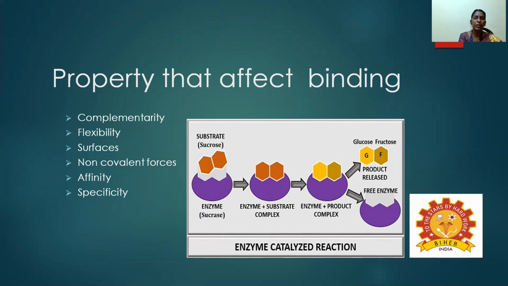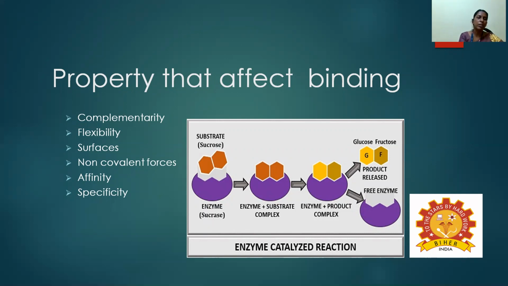Complementary means the binding, right? It has a holding capacity, and then it is called complementary. The shape binds the substrate, not too tightly, but with that much binding activity. Then flexibility: allosteric enzymes or regulatory enzymes are flexible in nature. The inactive form of an enzyme can be converted into the active form.